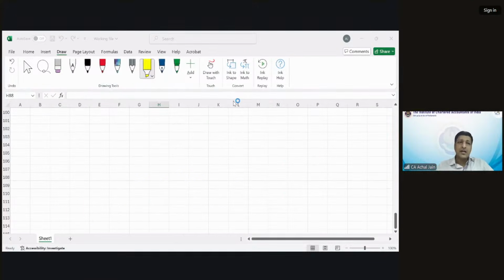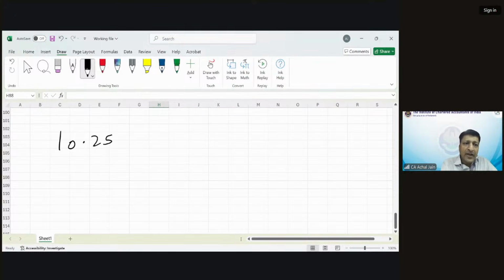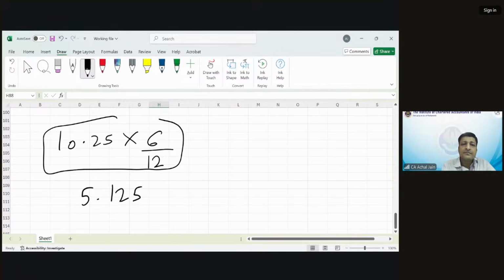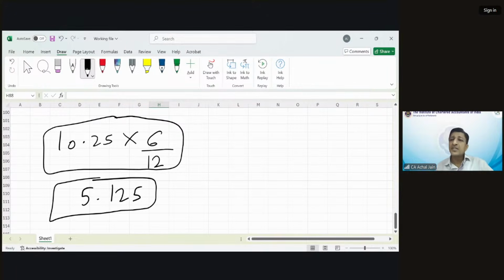So tell me one thing. Let's suppose I say 10.25 multiplied by 6 by 12, or I say 5.125. Don't you think both of them are the same? They are the same. So the same goes with 3 months, the same goes with 2 months. Let's suppose another student asks me, sir, what if there is 1 month? Does it matter? No. It's up to you, the way you want to compute it.